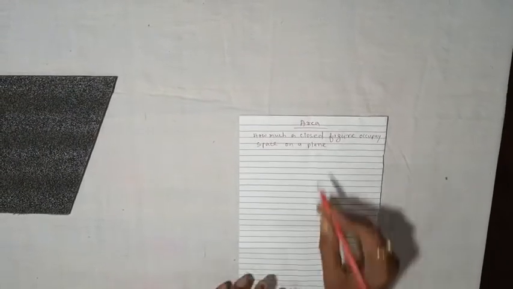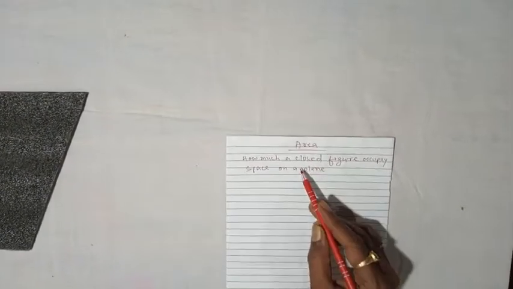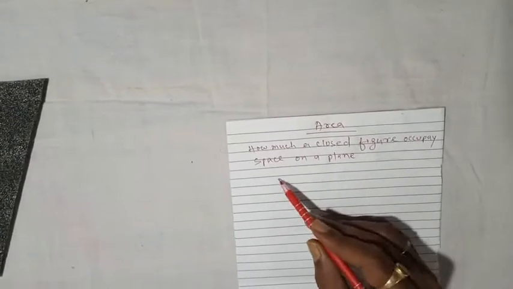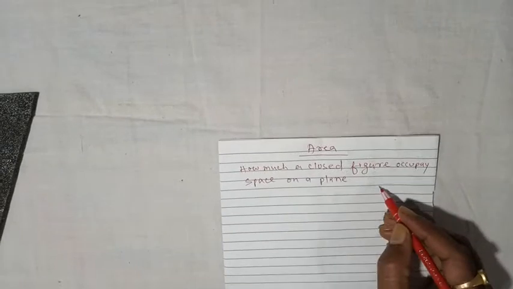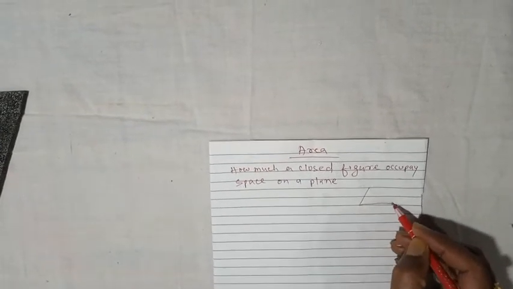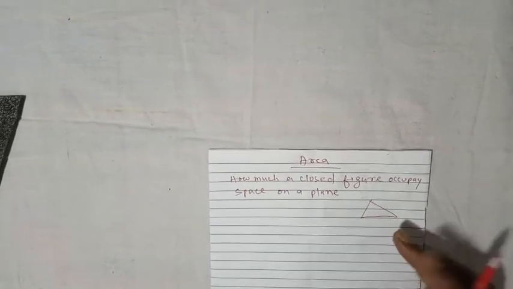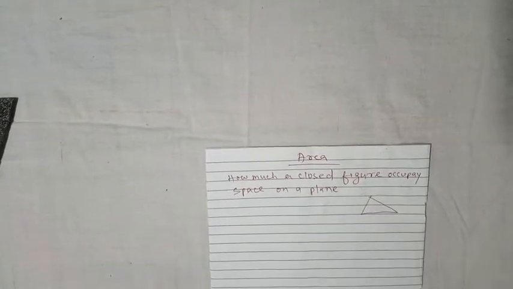Dear students, now we are going to study what area is and how we can find area of different closed figures on a plane. First, discuss what area is. Area means how much space a closed figure occupies on a plane. This is a plane. Suppose this is a triangle. How much space does it occupy on this plane?